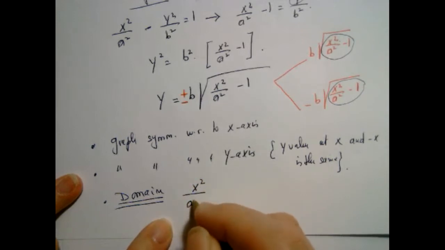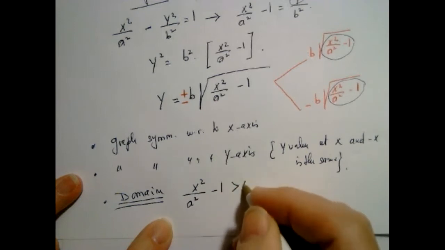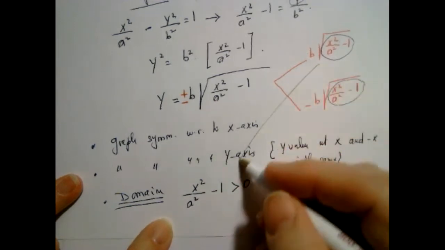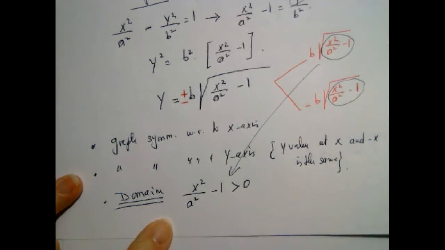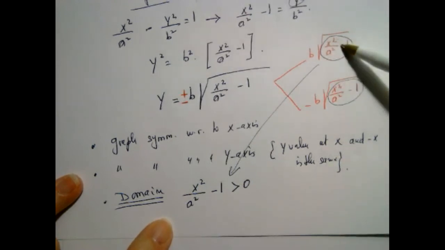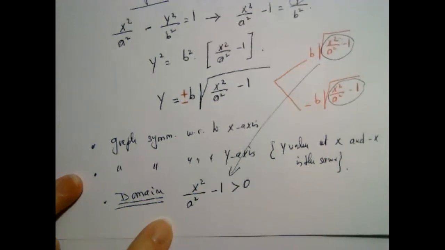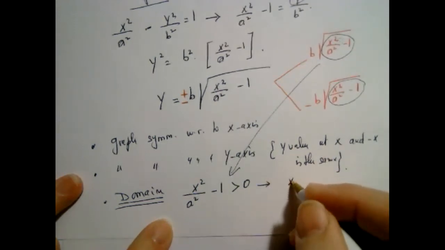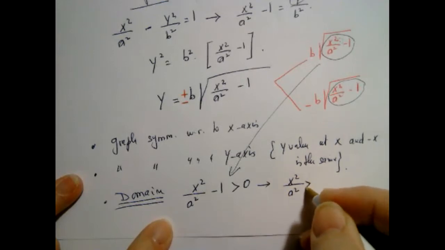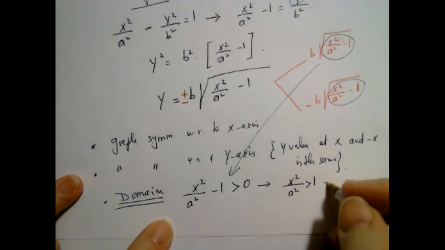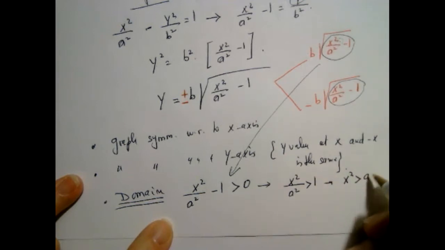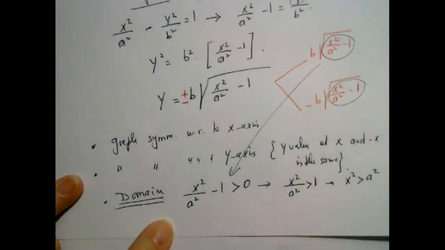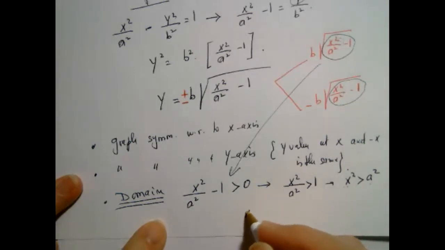We need this to be positive. Absolutely. Okay, so this has to be positive. Otherwise, whatever is under the square root is going to be negative. It doesn't make sense. What does it mean that this is positive? It means I need x squared over a squared to be bigger than 1. It means x squared has to be larger than a squared. So the only x values that I can input are the x values that satisfy x squared bigger than a squared.